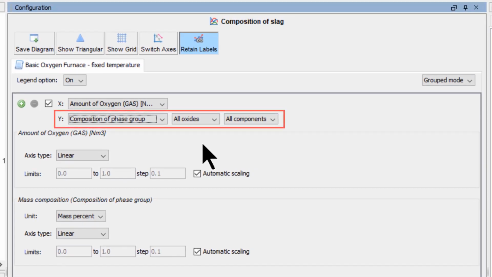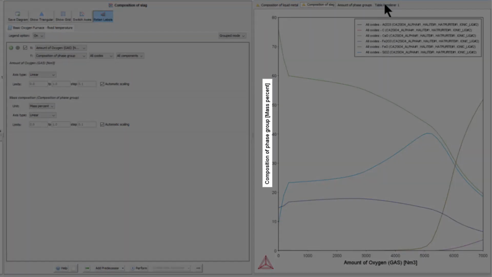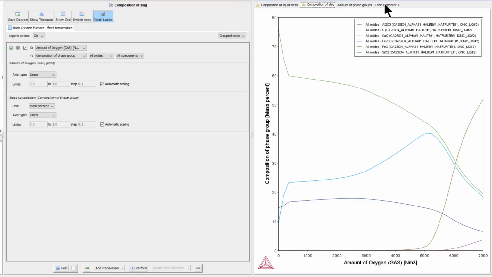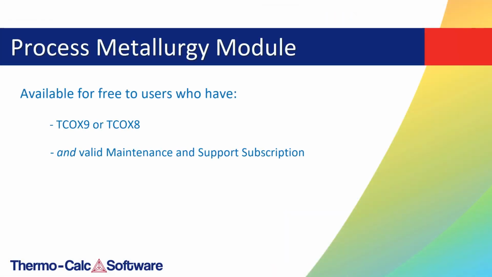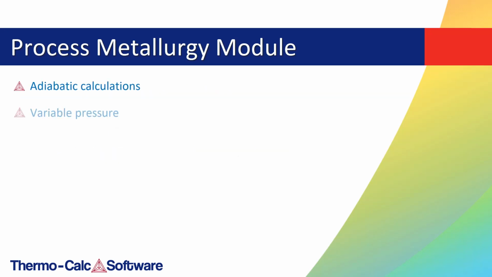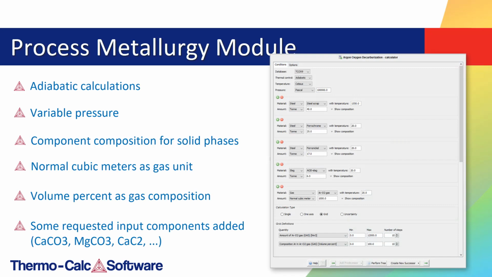Component composition has also been added for solid phases, so you can now see the mass percent of solid oxides in both tables and plots. Liquid oxides were already available in the last release. The Process Metallurgy module is available for free to all Thermo-Calc users who have the thermodynamic database TCOX9 or TCOX8 and who currently have a valid maintenance and support subscription. Read about all of the new features in the Process Metallurgy module in the release notes available on our website.